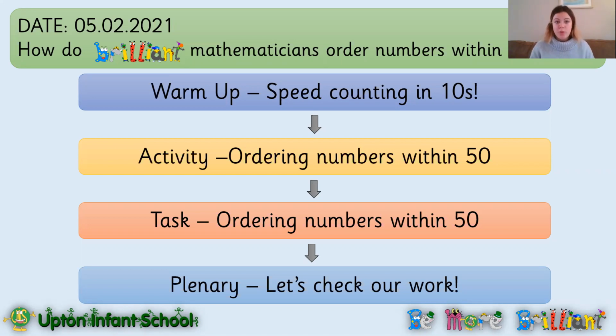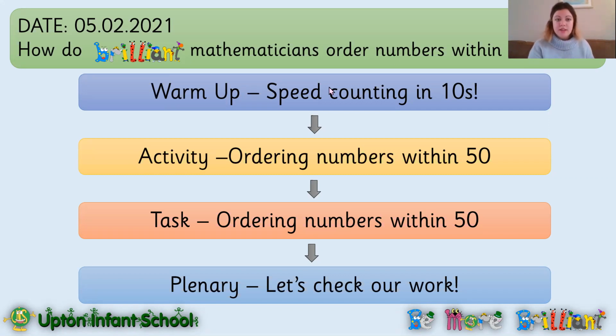We'll start with a warm-up, and we're going to be speed counting in tens. We've done lots of practice of counting in tens this week, but we're going to see how fast we can do this. Then we will move on to our activity, where we'll have a bit of a practice ordering some of our numbers within 50. Then that will lead us into our task, where you will have a go on your own ordering numbers. And then we'll come back and check our work and check to see the answers we got.